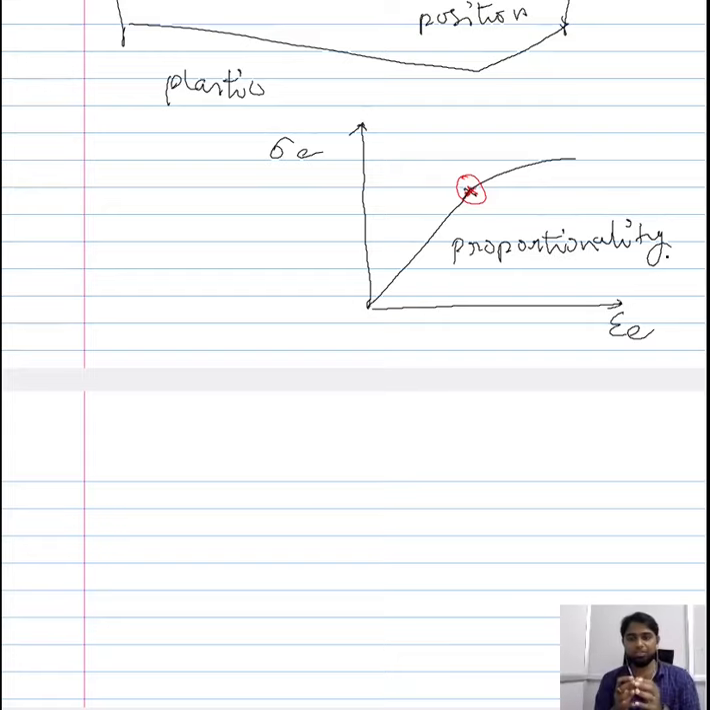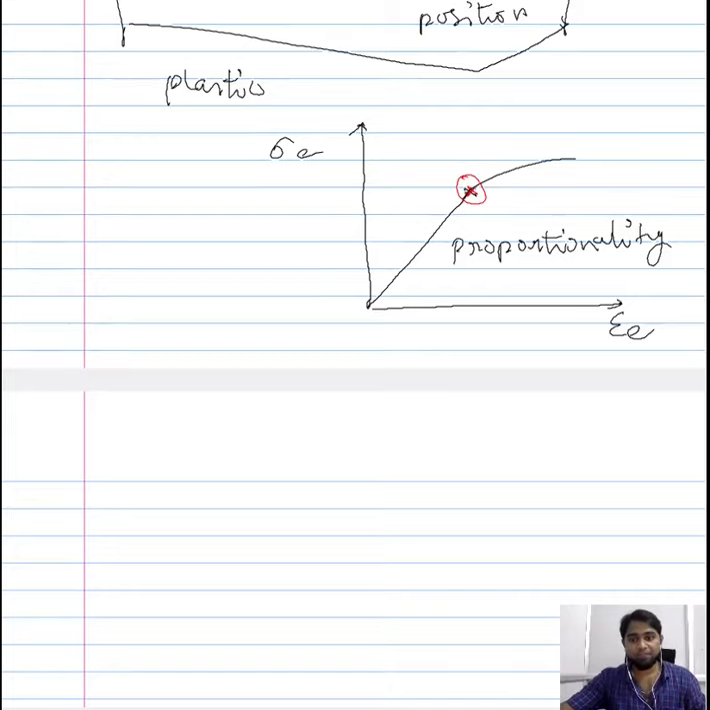So the proportionality limit is a point below which there is a linear relationship between the engineering stress and engineering strain, and above it there is not a linear relationship, so it is not linearly proportional, and that is what we mean by proportionality point. Even though this point talks about linearity, in terms of the deformation of the material, below the proportionality point it is elastic deformation, and above it, it is plastic deformation.